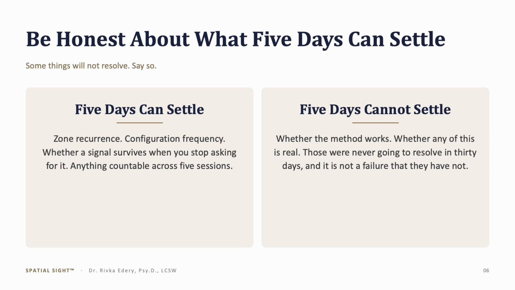What can 5 days settle? Zone recurrence. Does my void really favor that corner? Configuration frequency. Do I really make satellites more than anything else? Whether a signal survives when you stop asking for it. The test I gave you yesterday for the cell that summons what it wants. Anything countable across 5 sessions. Those are real questions, and you can genuinely close them by day 30.